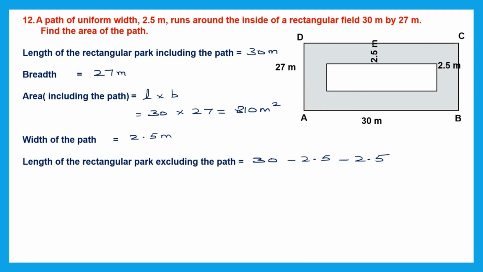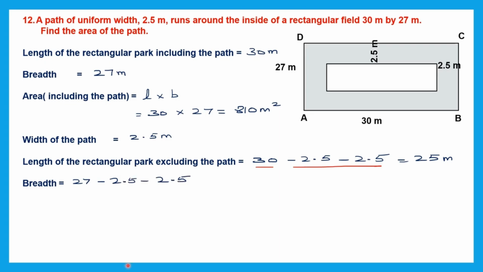So to subtract this, 30 minus 2.5 minus 2.5 becomes 30 minus 5. So 30 minus 5 is 25. So we have found the length of the rectangular path, and that is 25 meters. Now we have to find the breadth, isn't it? Now this is the breadth. Again, this one is excluding this, isn't it? So we take the whole of 27 minus 2.5 minus 2.5. So let's do that. So the breadth will be 27 minus 2.5 minus 2.5.